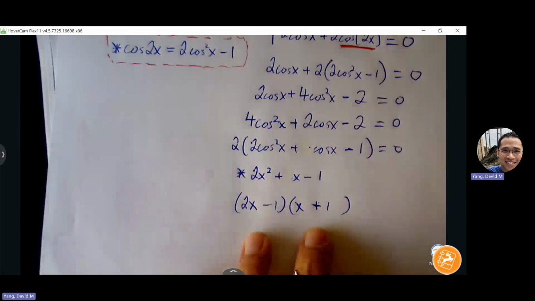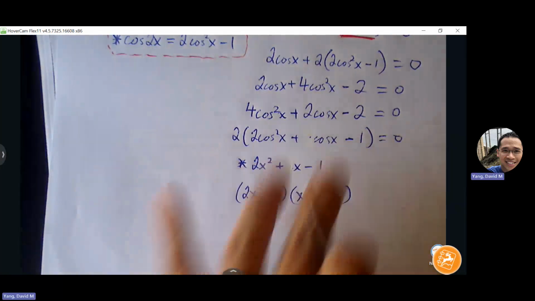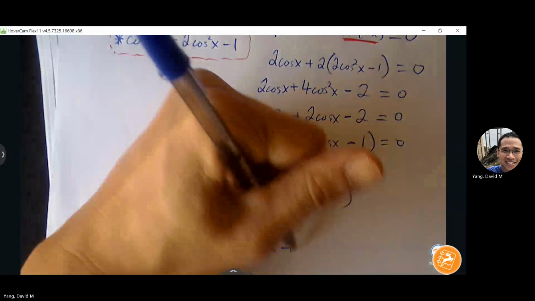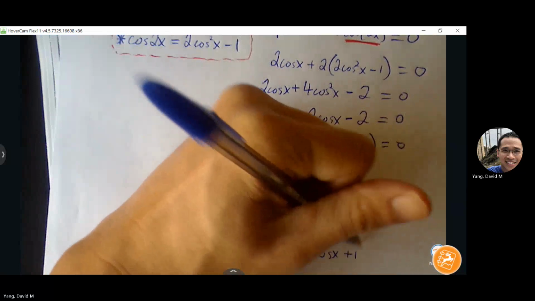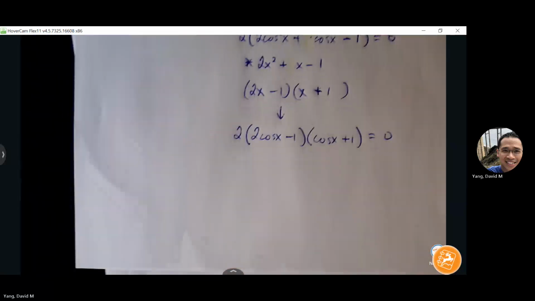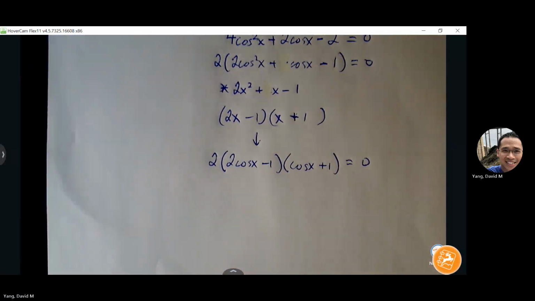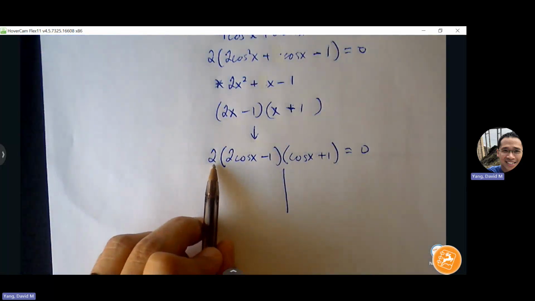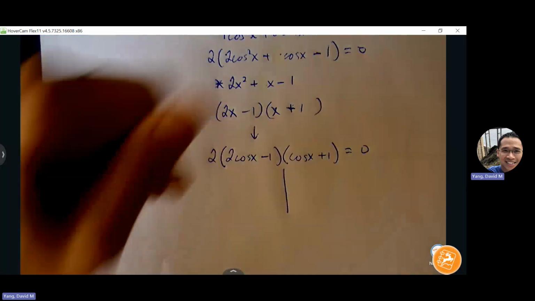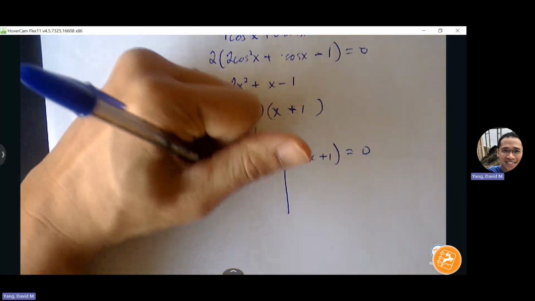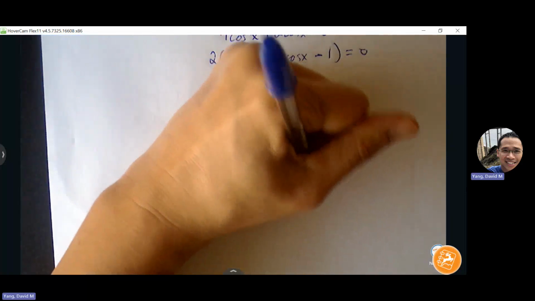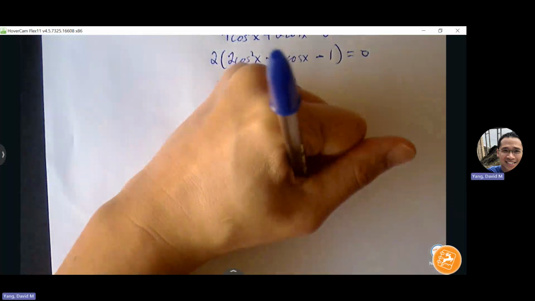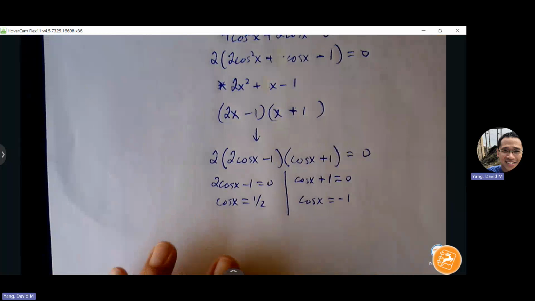Okay, so now that we have something in factored form, let's bring back our cosine, which is really the variable that we're working with. Okay, set equal to 0. We can set both parts equal to 0. The 2 equal to 0 is not going to work, there's no variable here, so we can ignore that. It's just the 2 cosine x minus 1 equal to 0, and then the cosine of x plus 1 equal to 0. Okay. Cosine of x equals 1/2. Cosine of x equals -1.